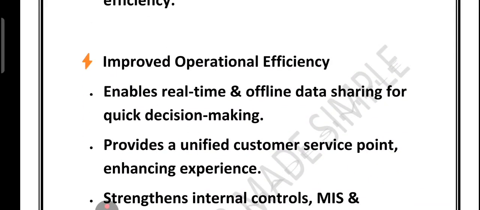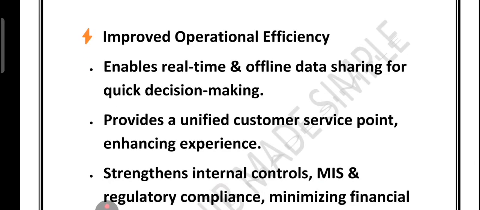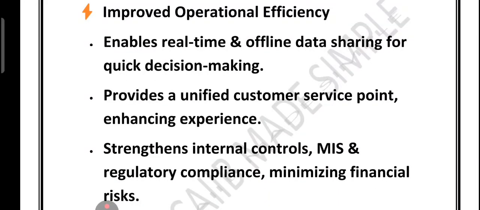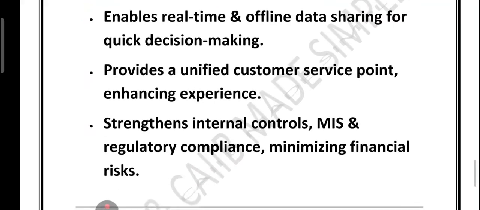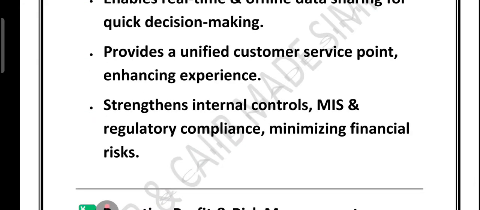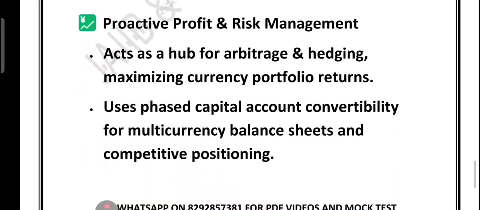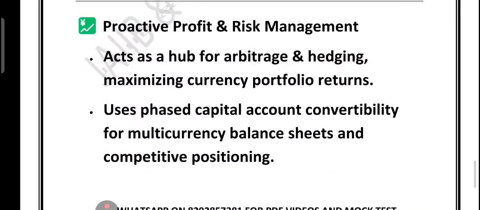Now friends, in this segment we will explore how treasury improves our operational efficiency, how it manages risk proactively, and how it structures the operation for maximum profitability. Treasury enables real-time online data sharing. It provides a single point of service for the customer. It strengthens our internal control, management information system, and regulatory compliance. We have proactive profit and risk management. This treasury acts like a hub for arbitrage and hedging, maximizing return on the currency portfolio.